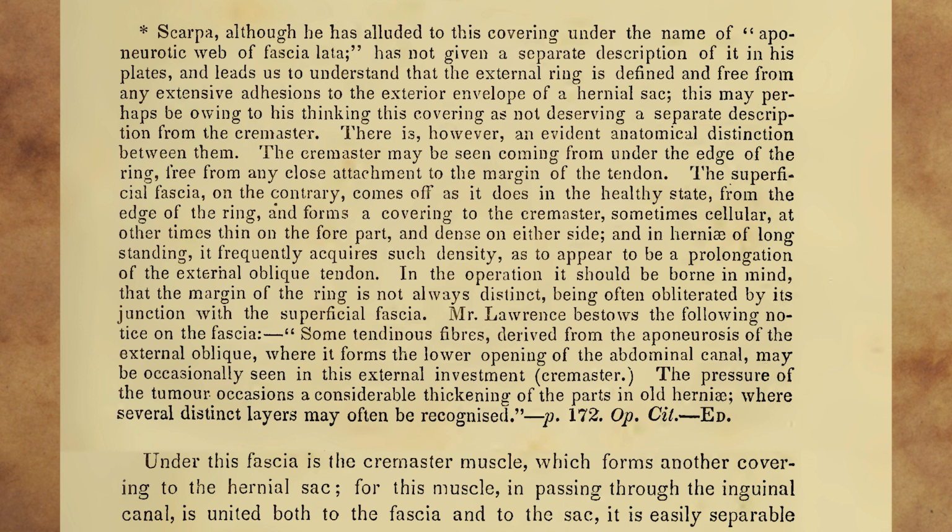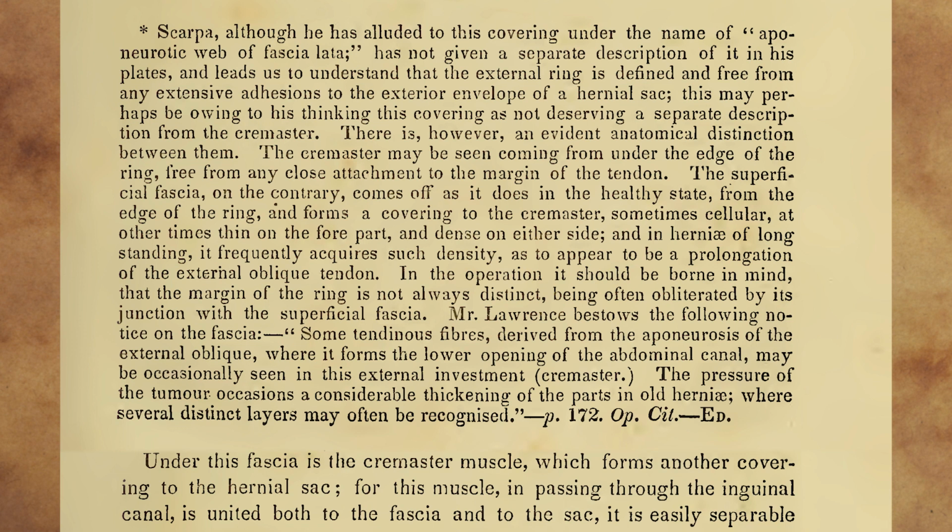There is, however, an evident anatomical distinction between them. The Cremaster may be seen coming from under the edge of the ring, free from any close attachment to the margin of the tendon. The superficial fascia, on the contrary, comes off as it does in the healthy state, from the edge of the ring, and forms a covering to the Cremaster, sometimes cellular, at other times thin on the forepart, and dense on either side.